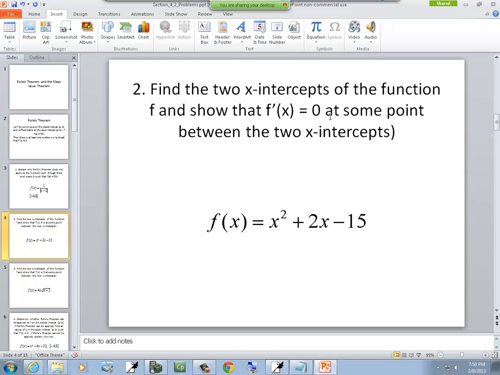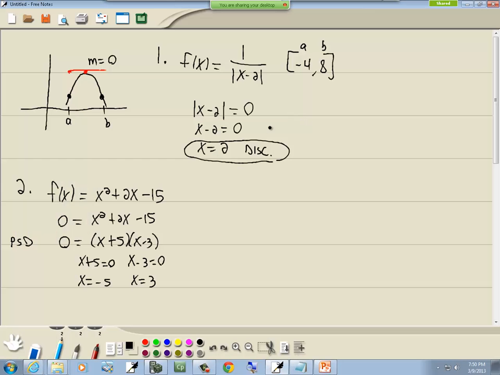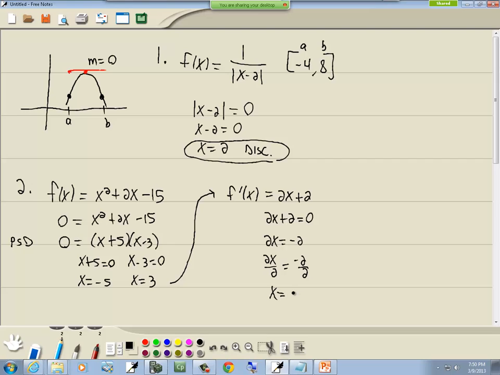And show that f'(x) is equal to 0 at some point between the two x-intercepts. Well, f'(x) equals 0 is saying: find your derivative, set it equal to 0, and solve it. So f'(x) is equal to 2x plus 2. Take your power, put it out in front, lower it by 1, and 2x just becomes 2, and negative 15 drops away. Then we set that equal to 0, and solve for x. I take 2 over, it becomes a negative 2. Divide both sides by 2, and you get x is equal to negative 1, which is between these two values.